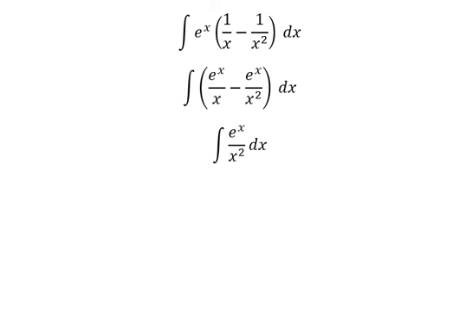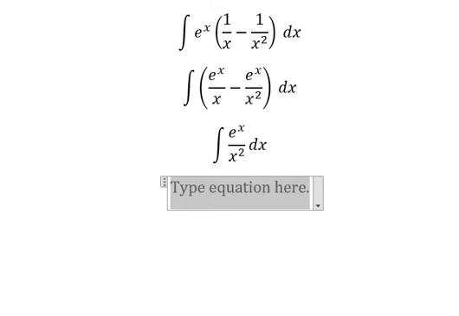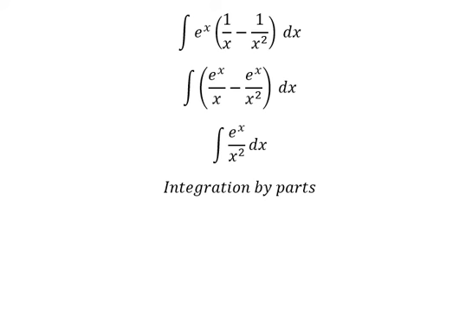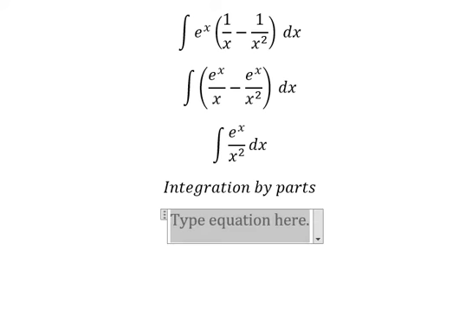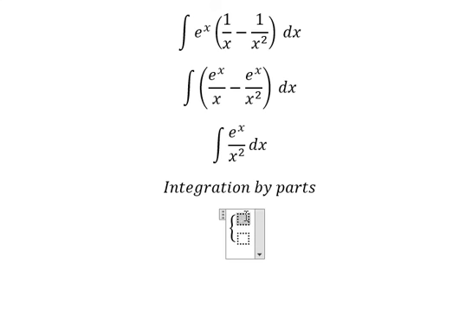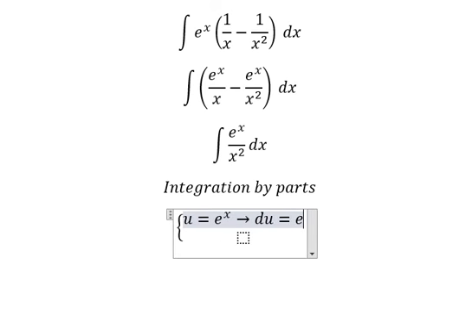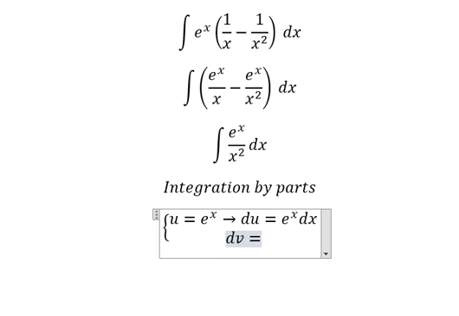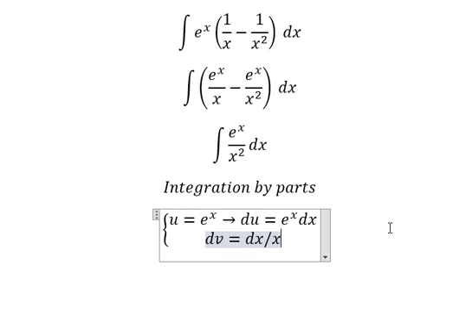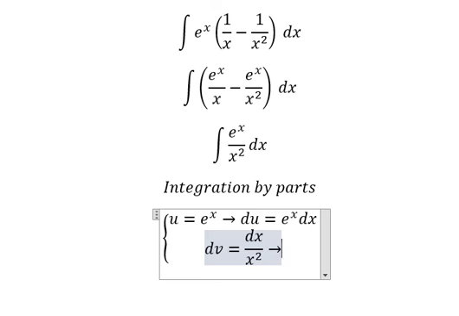So, we need to use integration by parts. So, I need to put u equals e to the power of s. Later we take the first derivative of both sides, and we have e to the power of s ds. For dv we have ds over s to the power of 2.